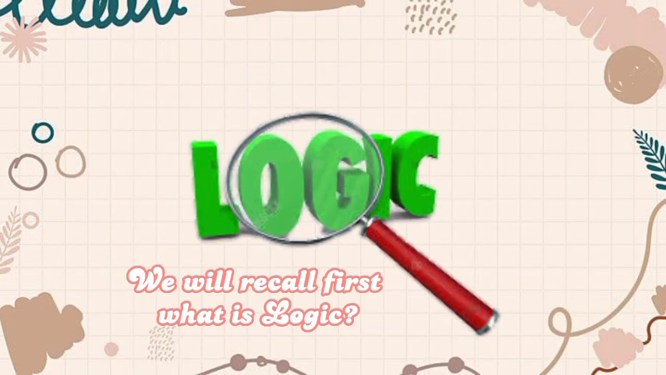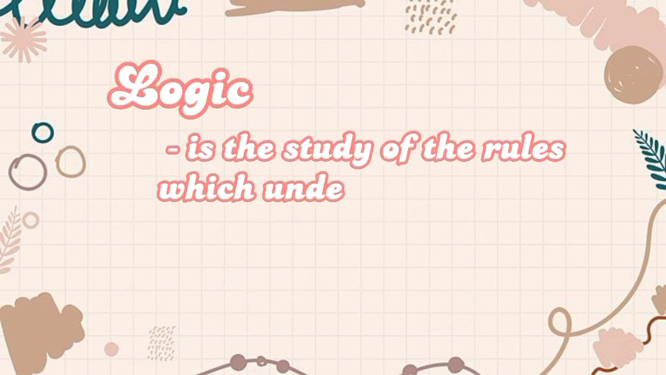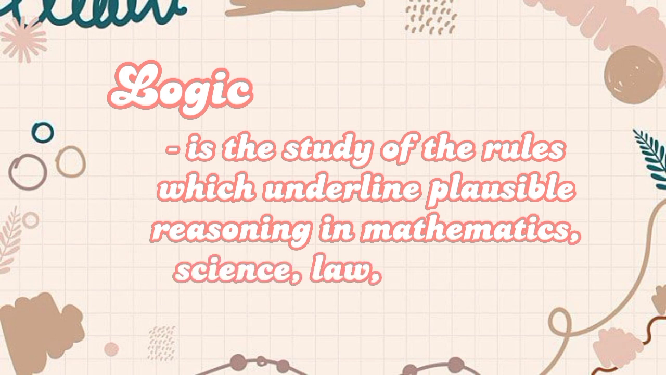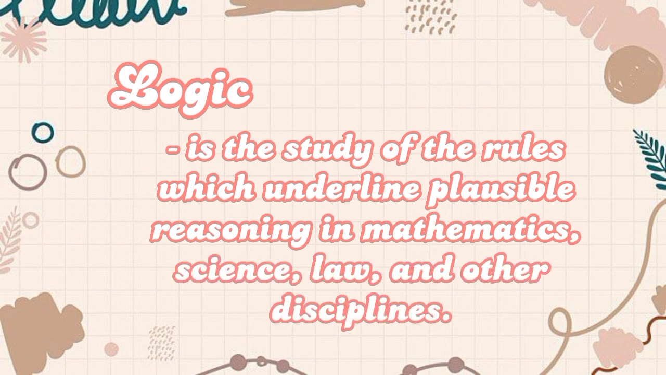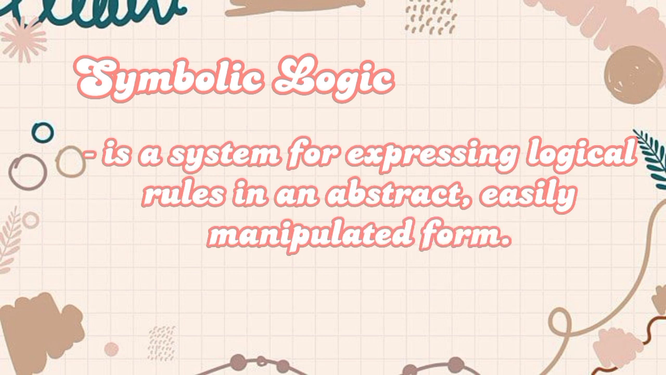We will recall first, what is logic? Logic is the study of the rules which underlie plausible reasoning in mathematics, science, law, and other disciplines. Symbolic logic is a system for expressing logical rules in an abstract, easily manipulated form.